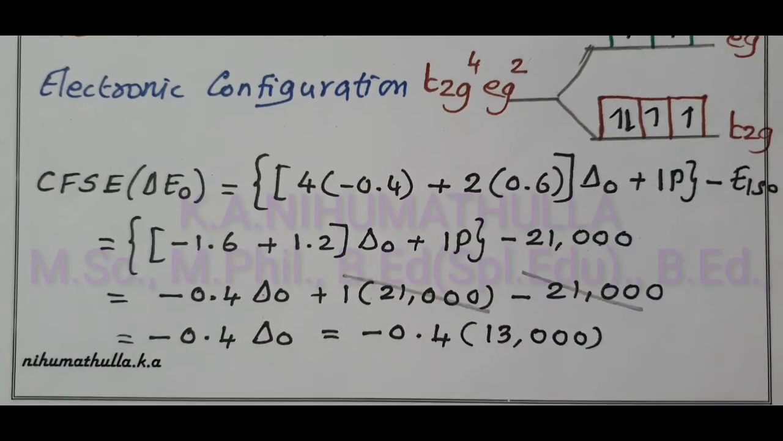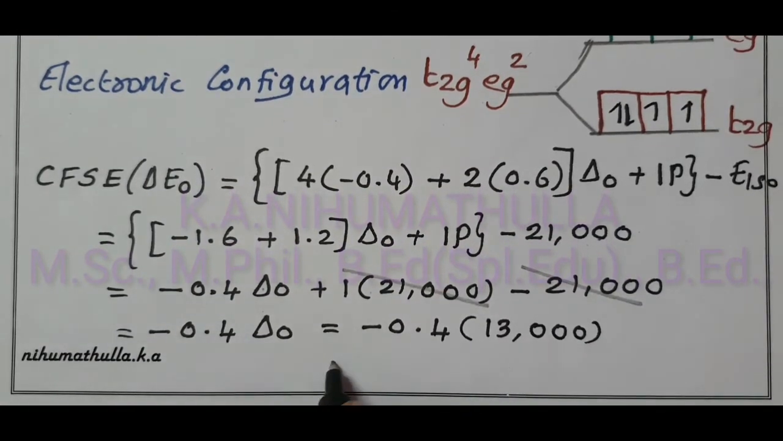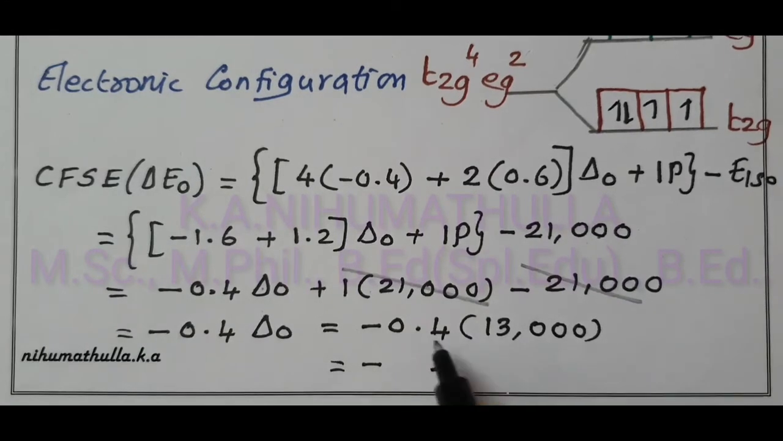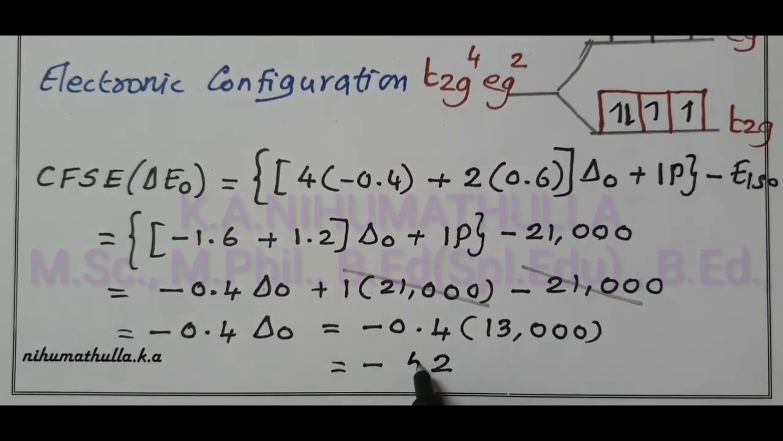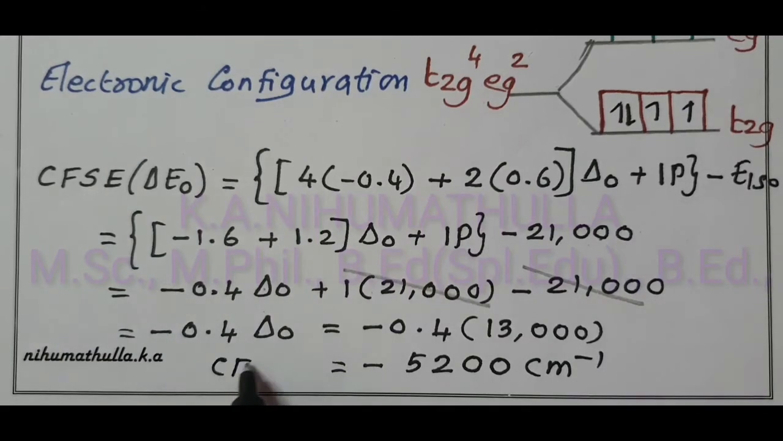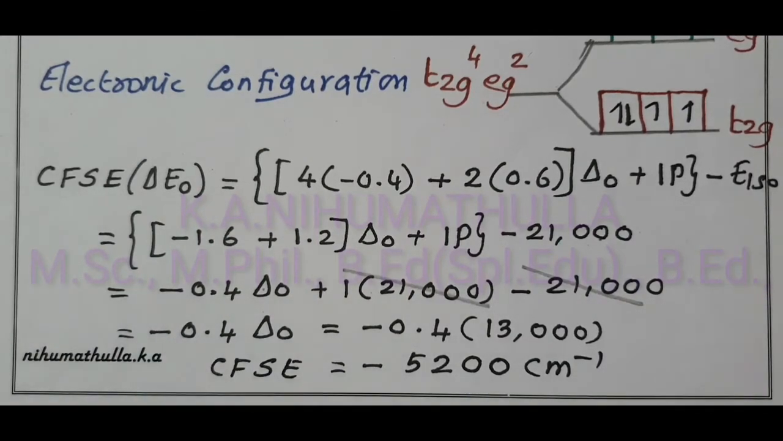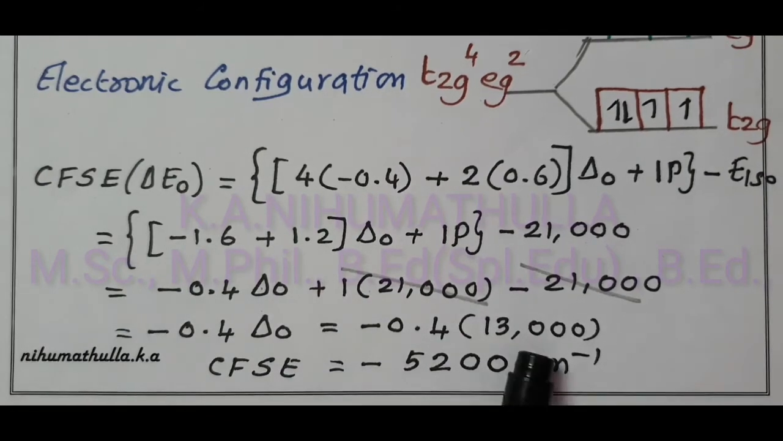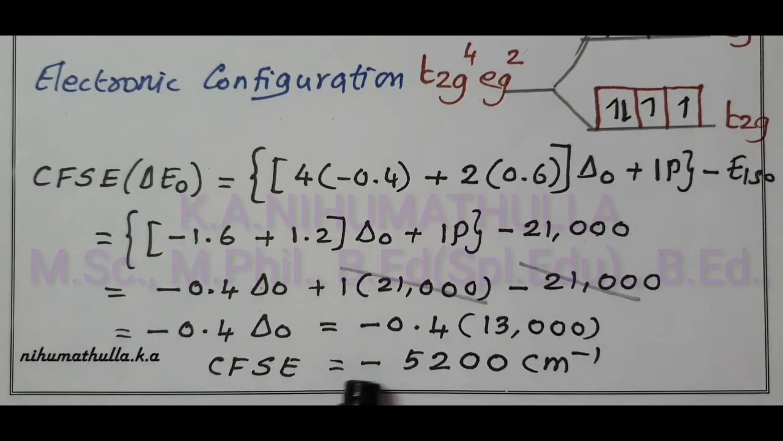When you multiply these two, we will get the final answer in negative sign. So 4 into 3 are 12, remaining 1, 4 plus 1 equal to 5. 1, 2, here already we have 1.12 centimeter power minus 1. This is the crystal field stabilization energy in high spin complex, for high spin complex. 5200 centimeter power minus 1, it is a negative value, remember that.